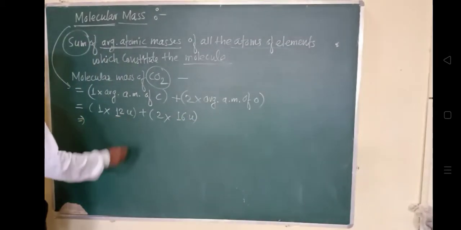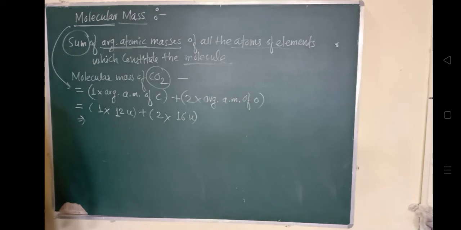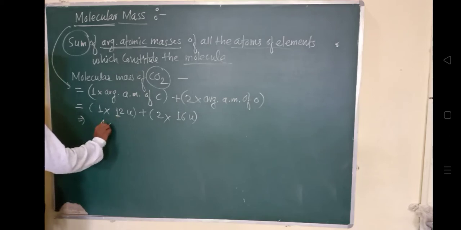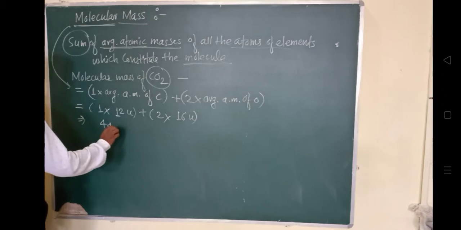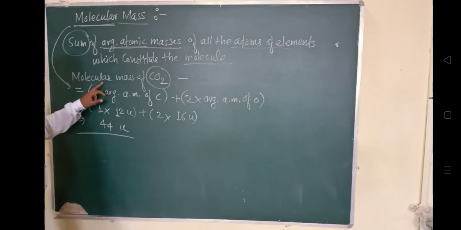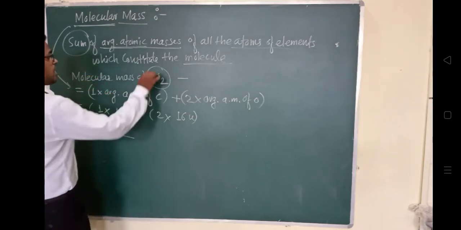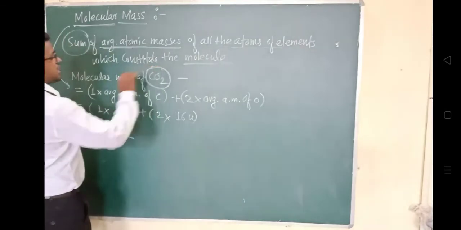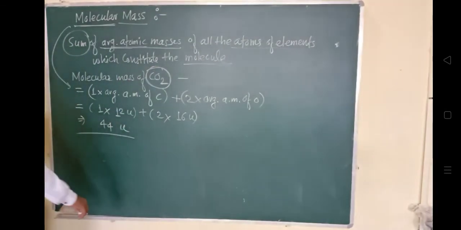So after solving this, 2 multiplied by 16 is 32, and 32 plus 12 will be 44 unified mass. So this 44 unified mass is the molecular mass of which molecule? Of carbon dioxide, the CO2 molecule.